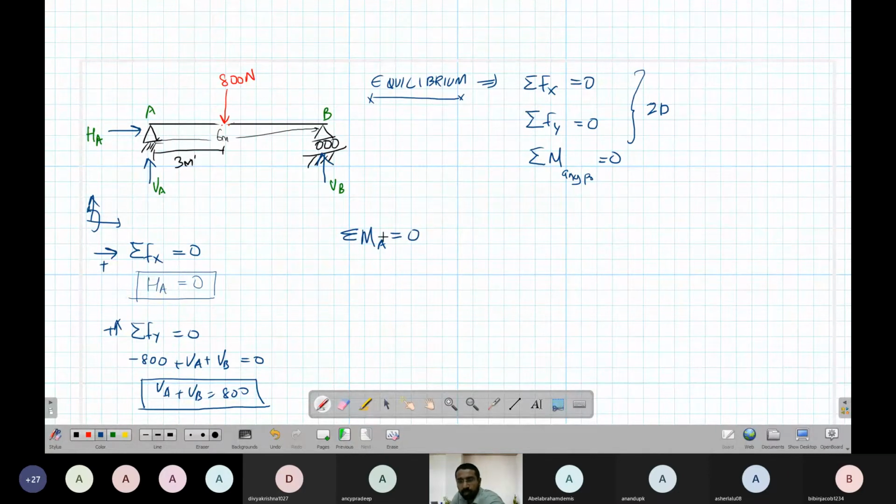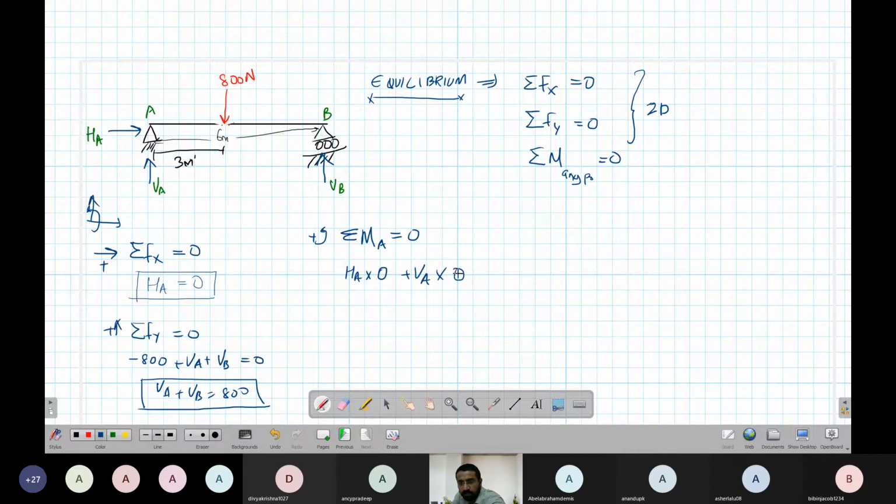So summation of moment about A, or I can say summation of moment about B, also equal to 0. Any point I can take. I am just taking about A. Okay. So what are the forces about A? There is an HA here, but it is passing through A. Anti-clockwise is positive. Okay. There is a VA here.